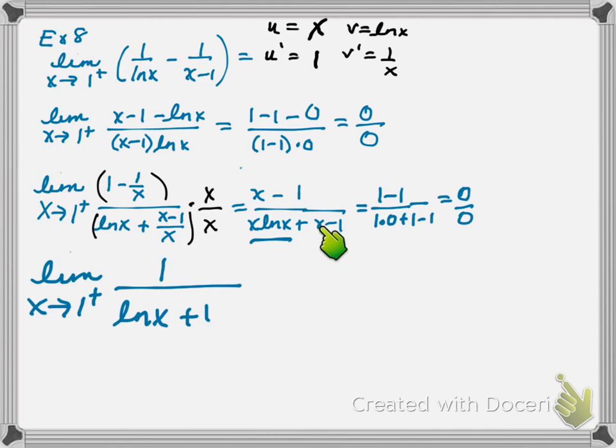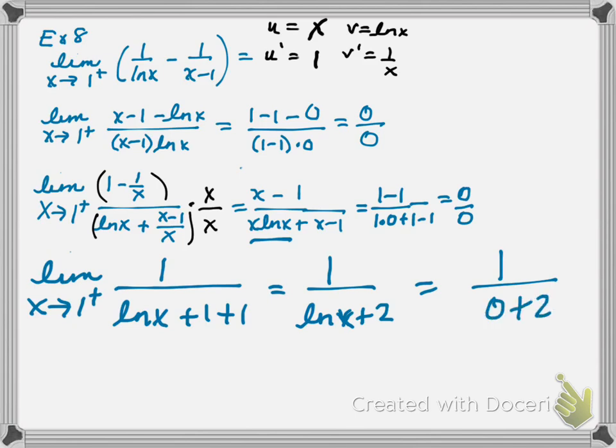And now I have to take the derivative of this, which is another 1. So now I end up with 1 over ln of x plus 2, basically. And now when I plug in the 1, I get 1 over, remember that the ln of 1 is 0, and now I end up with 1/2 as my answer.